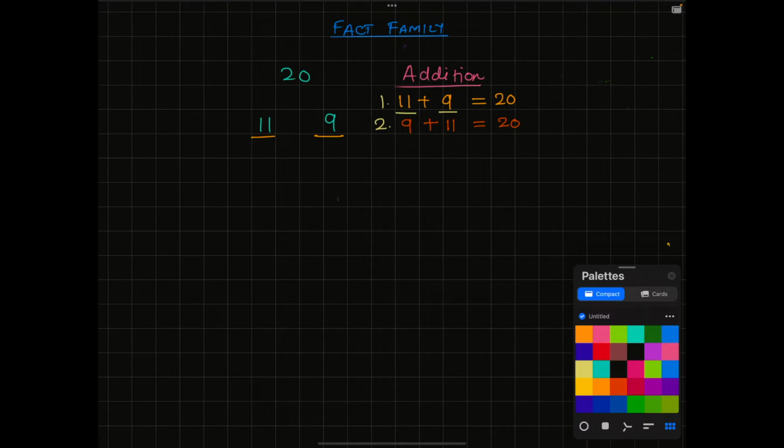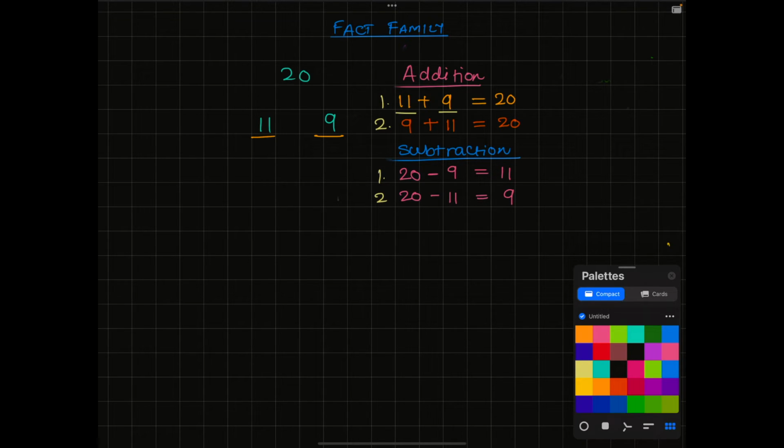In case of subtraction, what is the relation between these 3 numbers? Subtraction number 1: 20 will remain here because it's the highest number. 20 take away 9 is equal to 11. What is the second fact? 20 take away 11 is equal to 9.